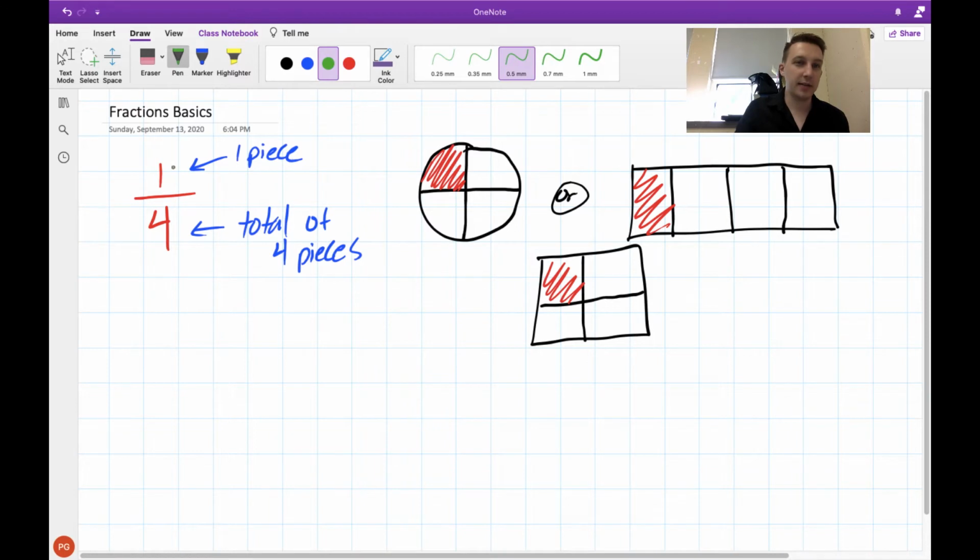Now, if you've forgotten, this top part has a special name. This is called the numerator. And the bottom here, this is called the denominator.